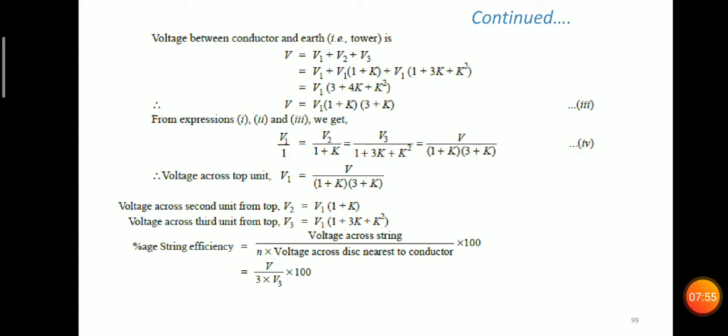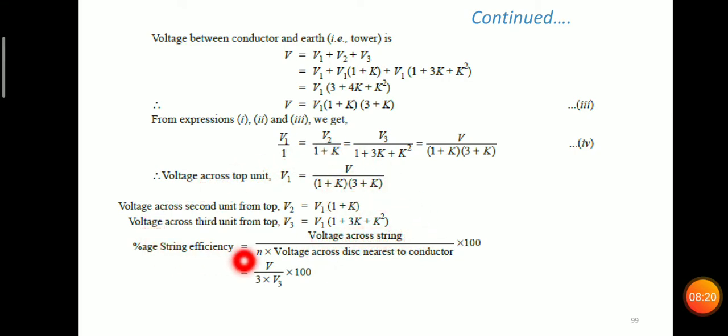By considering all the equations, we can write V1 by 1 equal to V2 by (1 plus K) equal to V3 by (1 plus 3K plus K square) equal to V by (1 plus K) into (3 plus K). Or V1 equal to V by (1 plus K) into (3 plus K), V2 equal to V1 into (1 plus K), V3 equal to V1 into (1 plus 3K plus K square).